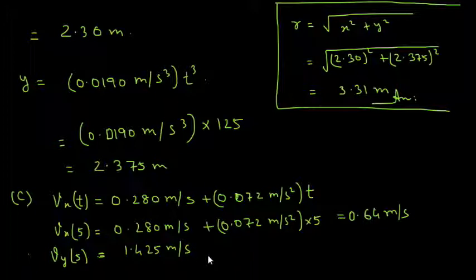And then find out v is equal to the square root of vx square plus vy square. Upon solving, putting the value of vx and vy, you will get v is equal to 1.56 meter per second. This is the magnitude.